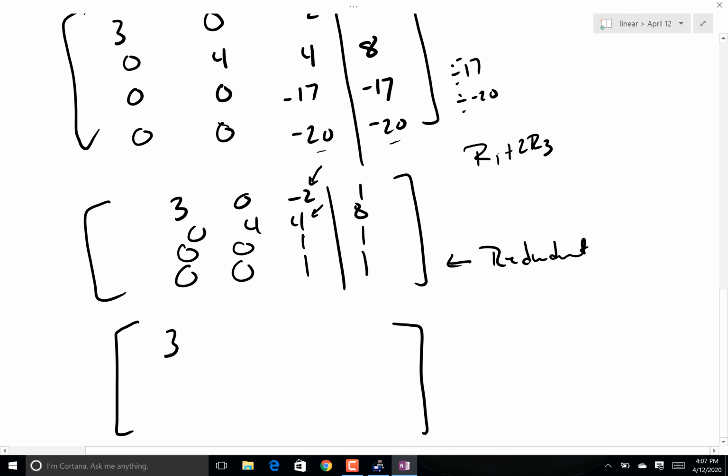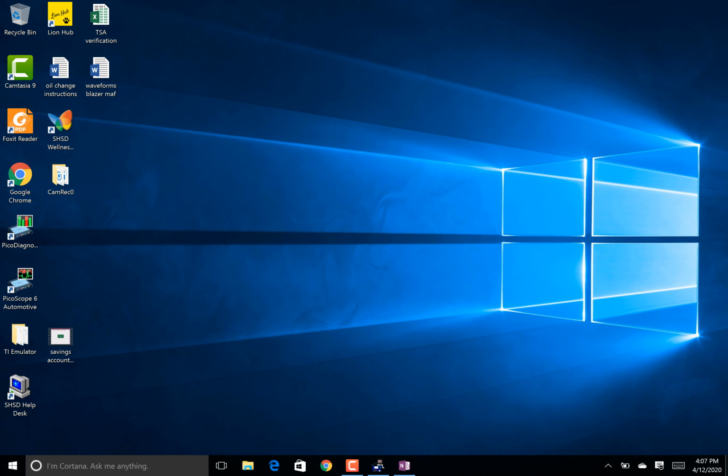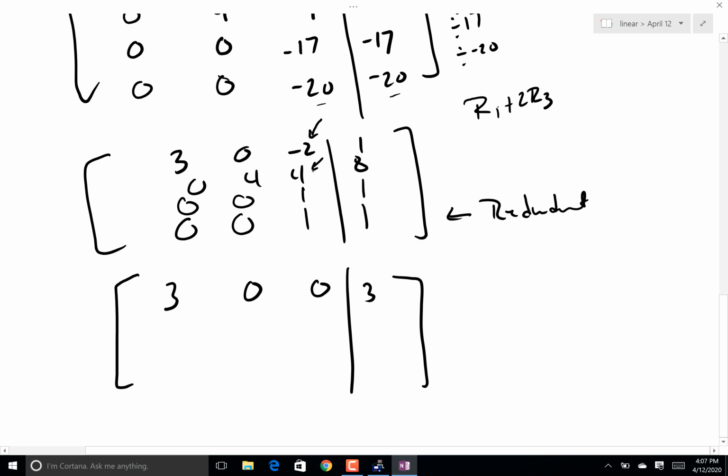So it's 3, 0. And then -2 plus 2 is 0. And then 1 plus 2 is 3. And then to get a 0 here, I'm going to take R2 minus 4R3. That's going to give me 0, 4. It's going to be 4 minus 4 is 0. And then it's going to give me 8 minus 4 is 4. 0, 0, 1, 1.